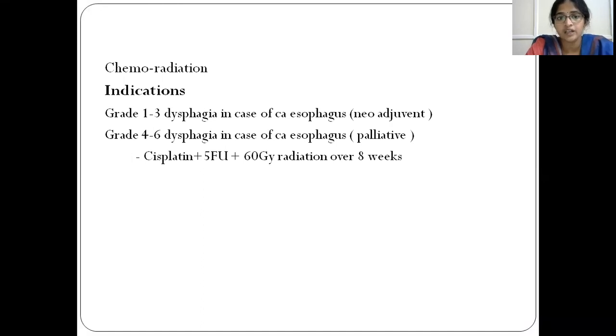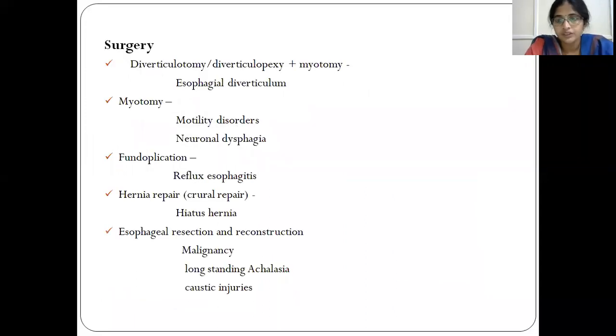In early stages, grade 1 to 3 dysphagia, chemoradiation will be given neoadjuvantly. If there is severe dysphagia, it will be given along with chemotherapy. Surgery: if any diverticulum, for example Zenker's diverticulum is there, we have to do diverticulectomy plus myotomy. There, cricopharyngeal muscle myotomy will be done. We also have to do myotomy for the motility disorders.